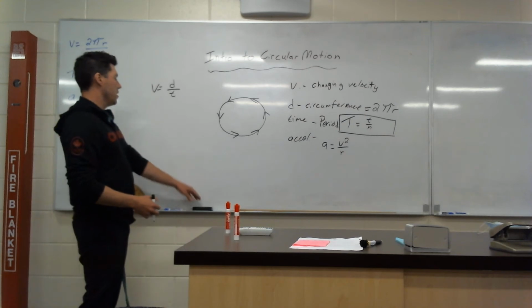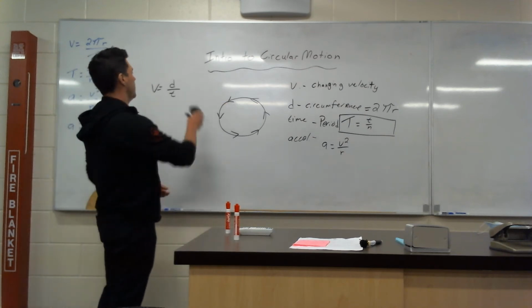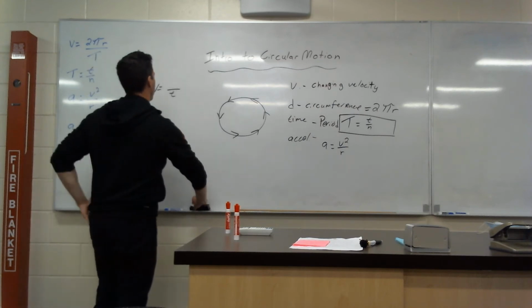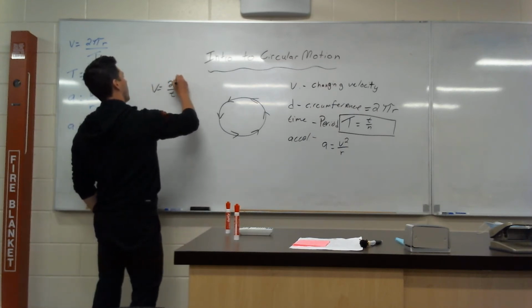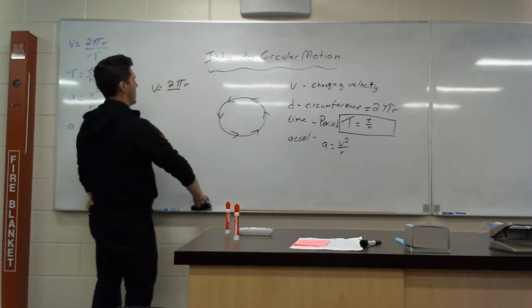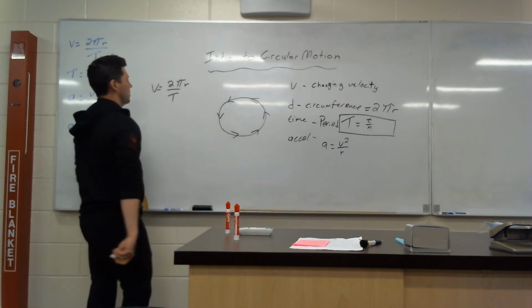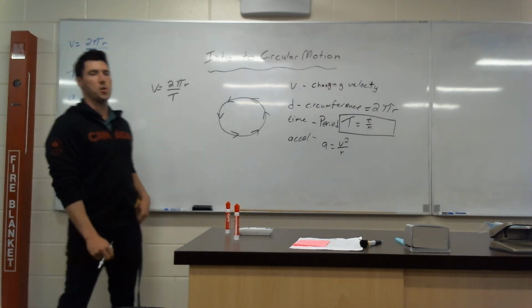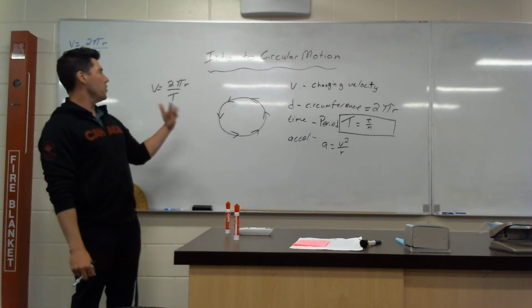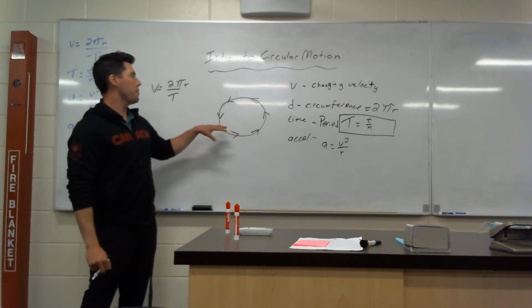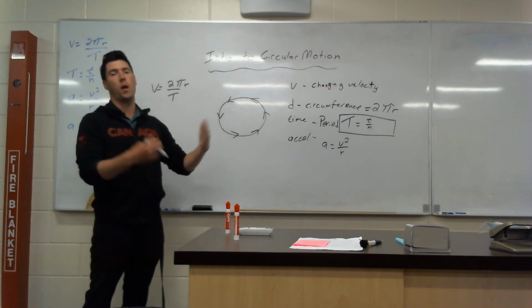It was just d over t. Well, I've changed my distance to reflect circular motion. So I'm going to put 2 pi r as the distance around the circumference. And then instead of time, we're going to use a period. And so there's one of the formulas that's going to be very, very important to our circular motion: how do we find velocity? We take the distance around the circle and we divide it by how long it took to go around that circle.